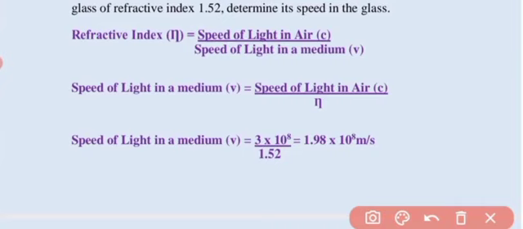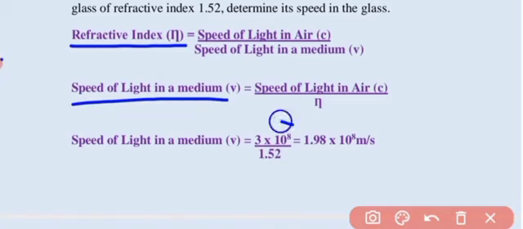Remember the refractive index equals the speed of light in air or vacuum over the speed of light in any given medium. So making the speed of light in a given medium the subject of the formula, we have the speed of light in air over refractive index, and that is what we did here. We substituted the values, and we have the speed of light in that given medium as 1.98 multiplied by 10 raised to power 8.